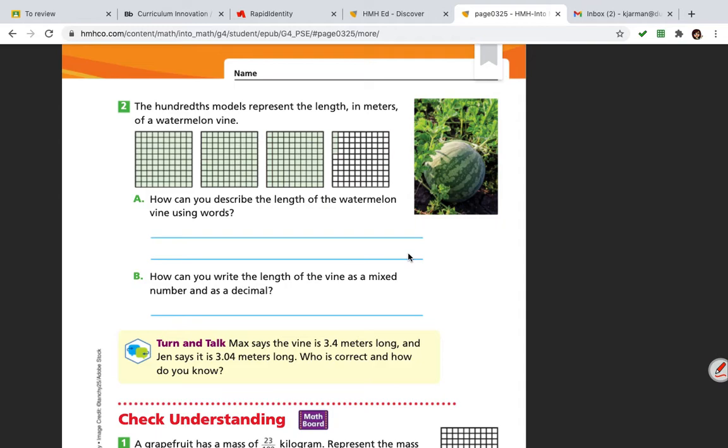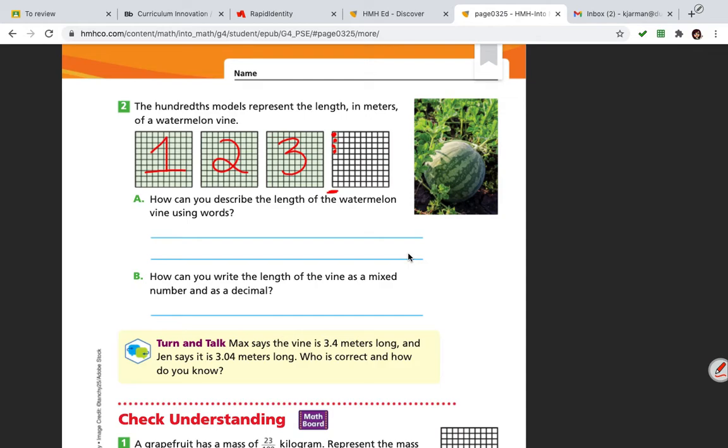But if we have 1 whole hundred shaded in, we have 1. There's another one, that's 2, and that's 3. That's 1 whole, 2 wholes, and 3 wholes. Then we have this 100 chart that has 4 shaded in. So 1, 2, 3, 4. Think of that as like pennies. If you have 4 out of 100, it's like 4 pennies. So when you write the decimal, we're going to have a 0 in the tenths place. We do not have a whole tenth. Okay? So how can you describe the length of the watermelon vine using words?